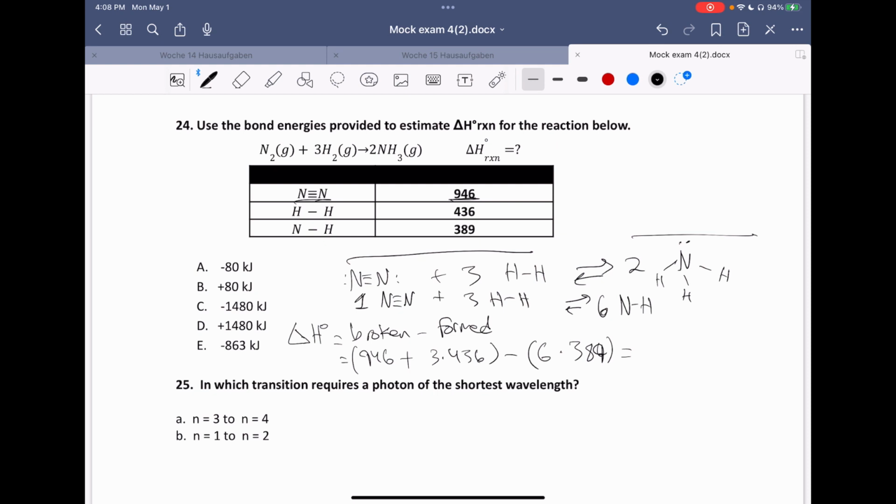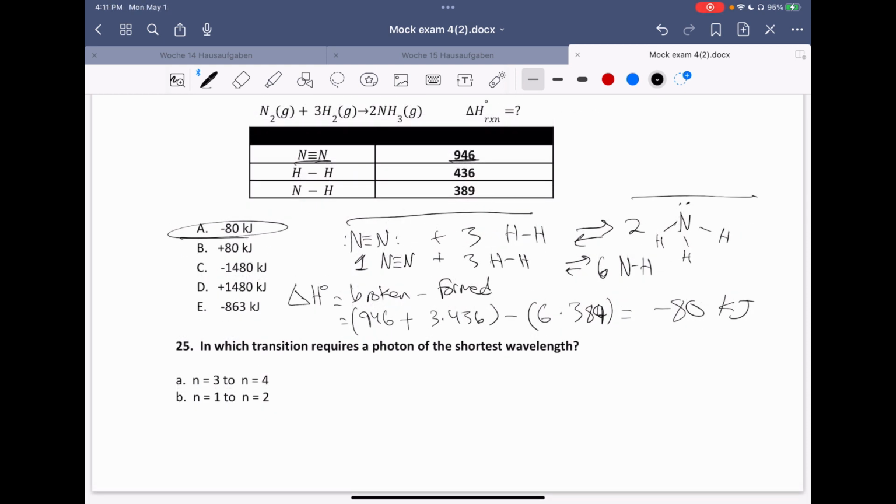All right, got to use a calculator for this one. So we do 946 plus 3 times 436 minus 6 times 389. And then we get an answer of negative 80 kilojoules for the delta H of reaction at standard state conditions. All right, in which transition requires a photon of the shortest wavelength?